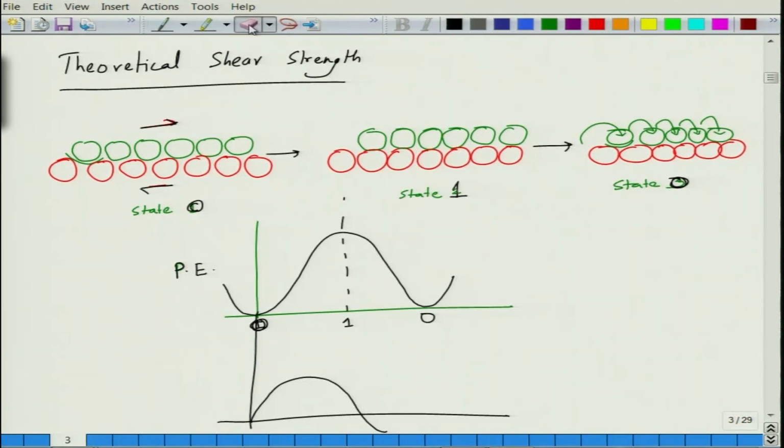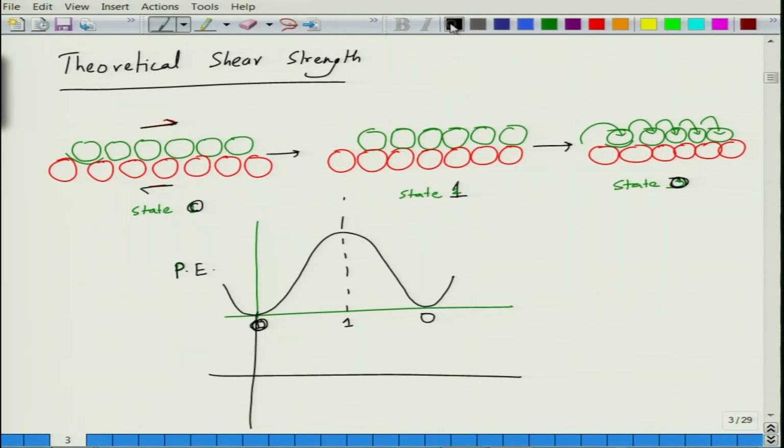Oops, run out of space there. So, let me just, something like that. So, this will correspond to, if this is the position, let us say B and this is A, then this will be at B, this will be at 0, this will be at B by 2. So, this is tau as a function of distance.